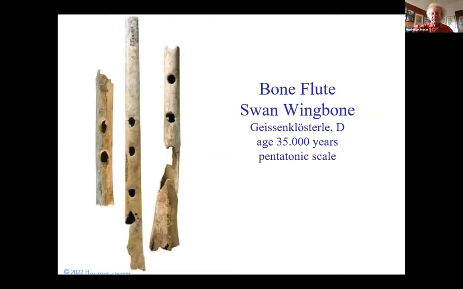Now, humans have used music for a rather long time. This is one of the oldest musical instruments that have been found in Germany.